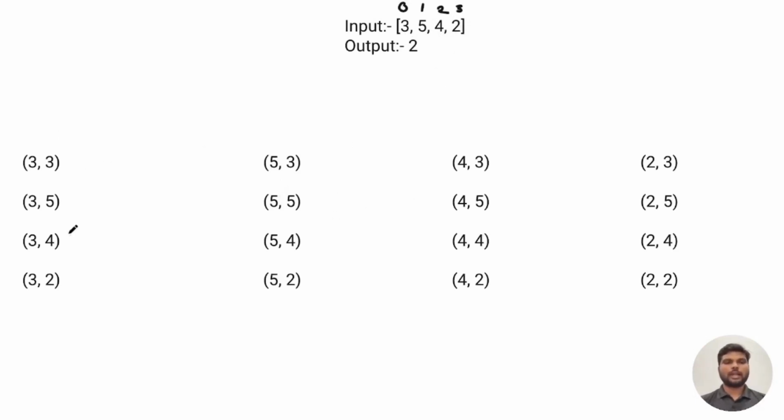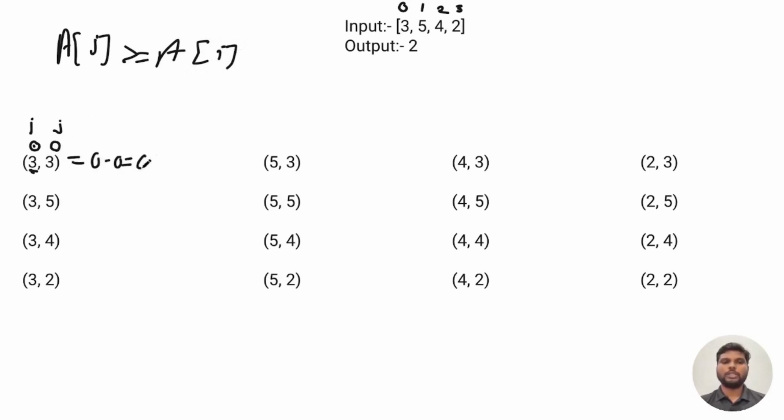Now let's start considering this 3 3 pair. What is the index of this 3? Well, the index is 0. And what is the index of this 3? The index is 0. The index of the first number is denoted by i, and the index of the second number is denoted by j. So is A of j greater than or equal to A of i? Well, that's true, right? So the first condition is getting satisfied, which is A of j is greater than or equal to A of i. Then we need to calculate j minus i. j is 0 and i is 0, which gives 0. So 0 is the output for j minus i.